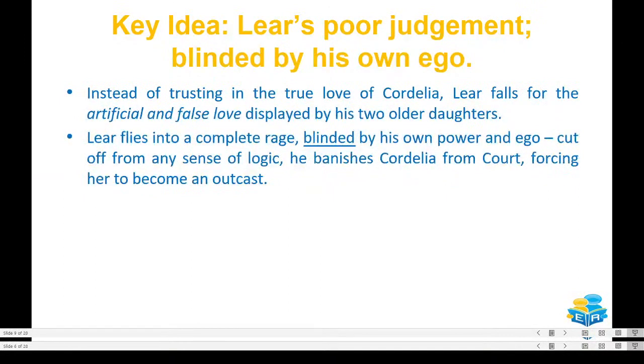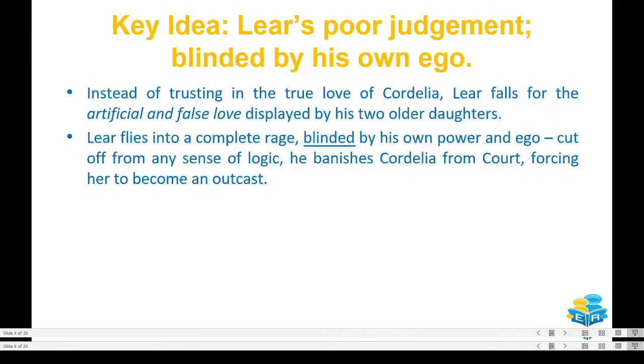So now we have this key idea coming up: Lear's poor judgment, blinded by his own ego. And guys, this is what I mean about not giving a summary. Pick key moments that tell you something, that illuminate the plot, that have a personal engagement with you, that make you want to respond to something. This is the first key idea we're going to be looking at today. Lear's poor judgment. He is blinded by his own ego.